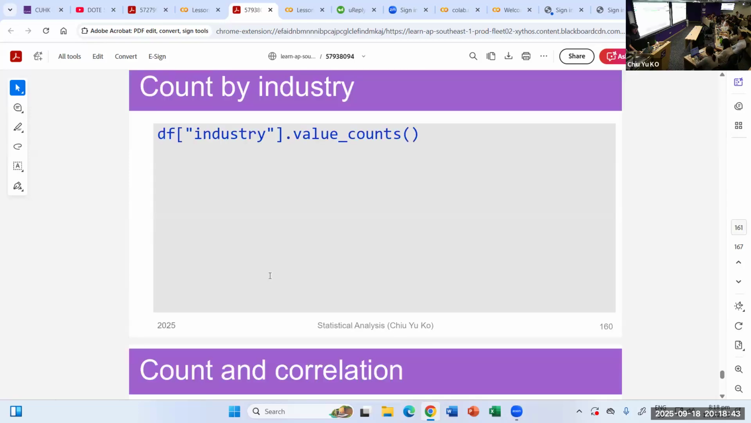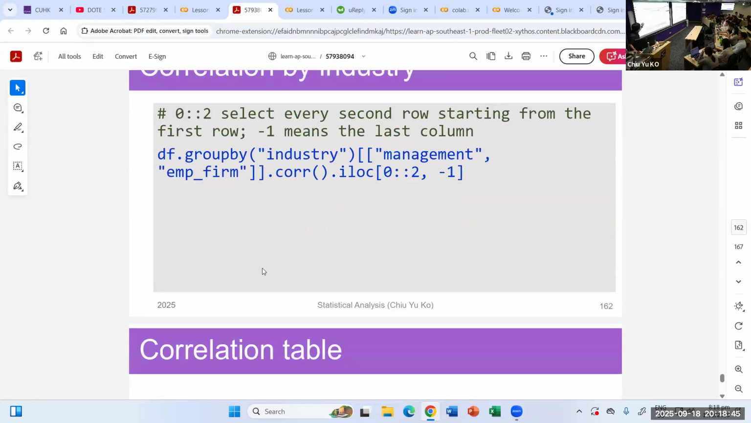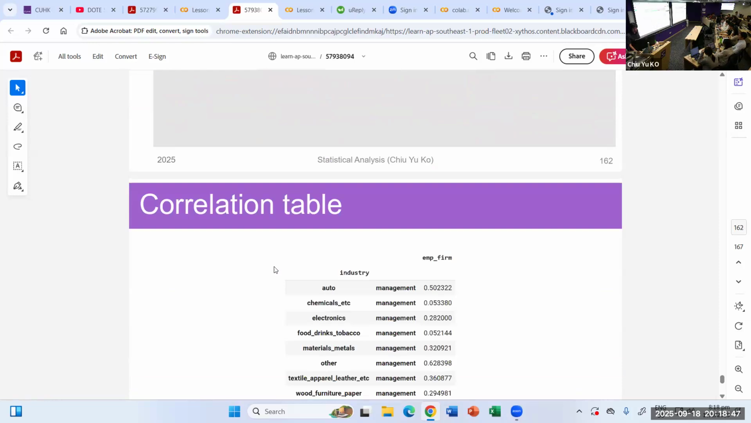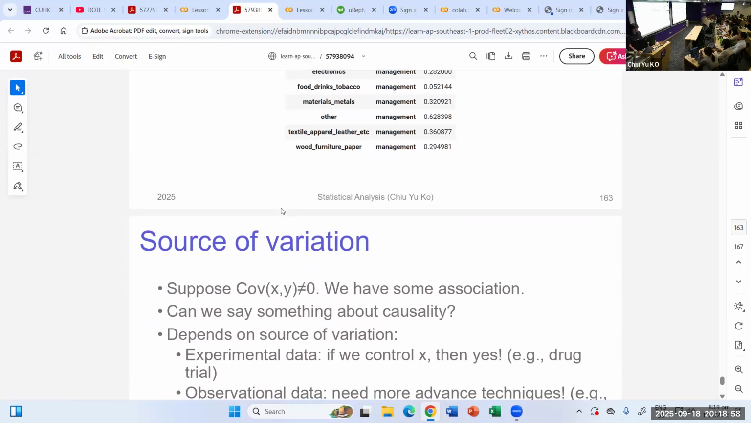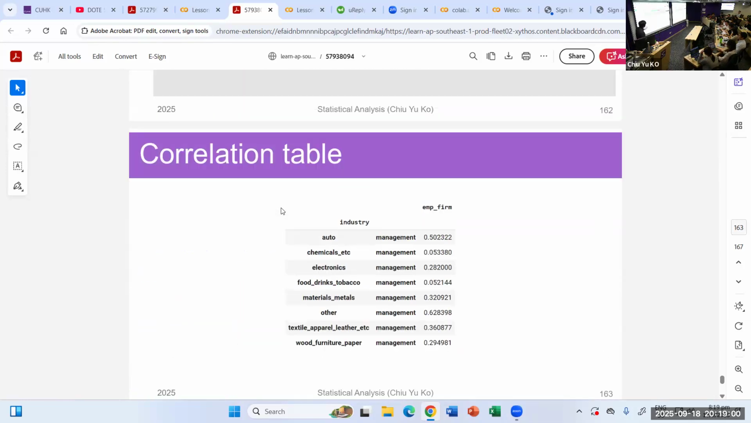But this is how people did that. So at the end, you will get this number, right? This is the correlation for each industry. Okay, so that's how they give you the number there. So you will see the correlation is stronger in some industries like auto, the car industry, not so strong in chemical, and food and drink, tobacco is not very strong. Okay, so this is by industry.